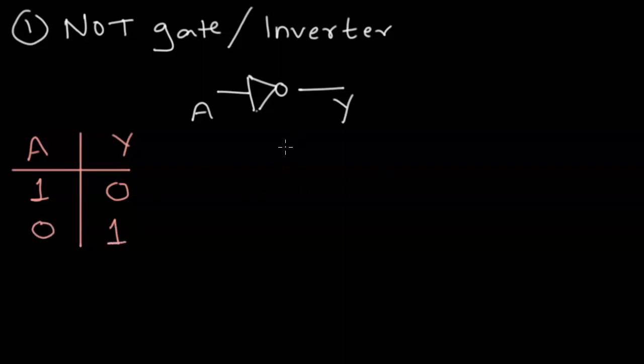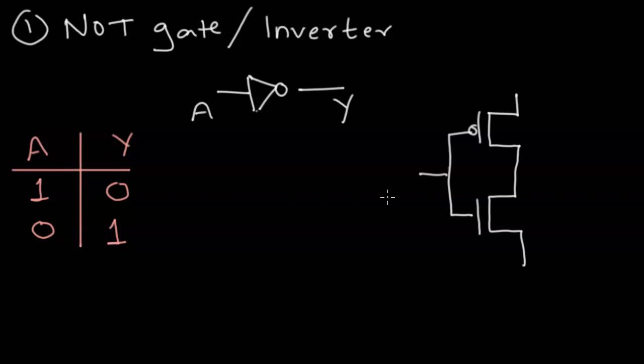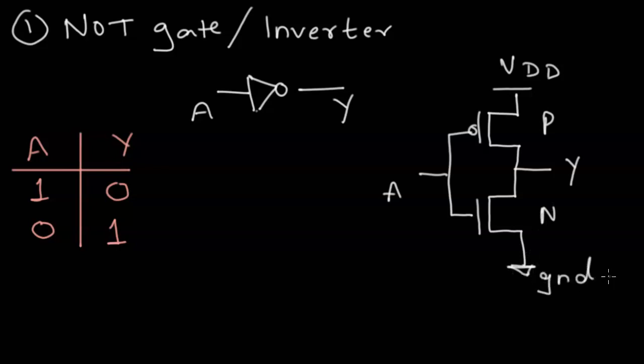Let's understand the diagram of the NOT gate using a transistor, which we have also covered in the previous video. Here we have the input A and the output Y. The PMOS is connected to VDD and the NMOS is connected to ground. So this is what a NOT gate looks like using the transistors, the symbolic representation and the truth table.